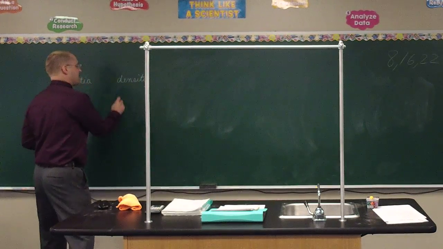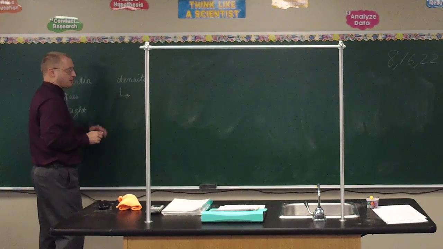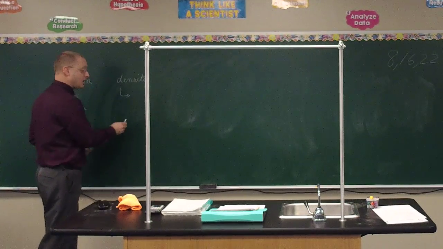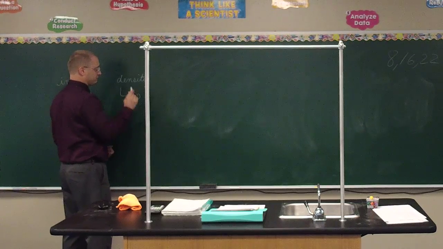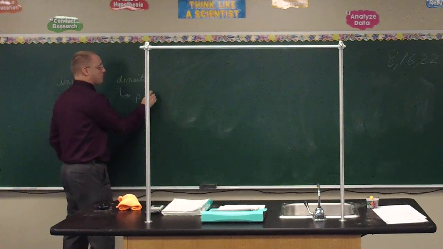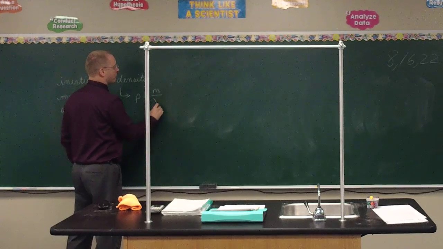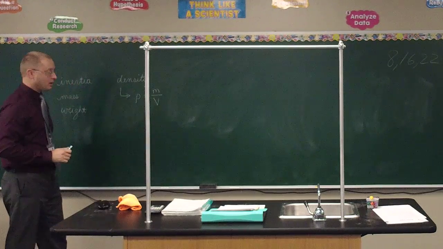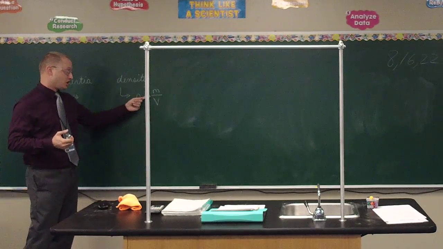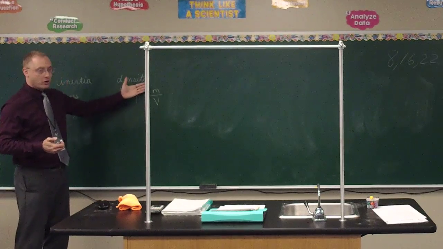The equation for density is literally the definition. We're going to represent density, not with the letter D, because that would make too much sense, but with the Greek letter rho. Density, rho, is equal to mass, lowercase m, over volume, capital V. And literally your formula is the definition. Density is the ratio of an object's mass to its volume.